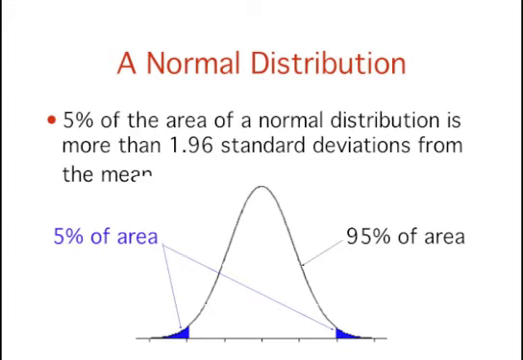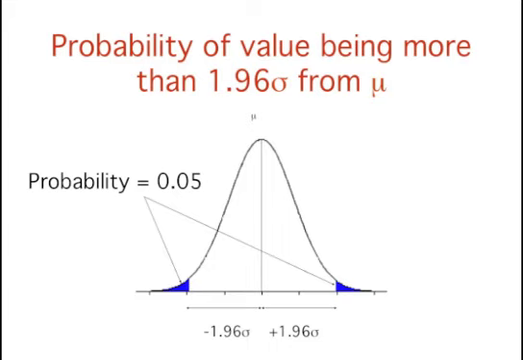5% of the area of a normal distribution is more than 1.96 standard deviations away from the mean. Therefore, 95% of the area is within 1.96 standard deviations of the mean. Therefore, if we randomly sampled a value from a normal distribution, the probability that it would be more than 1.96 standard deviations from the population mean is 0.05.